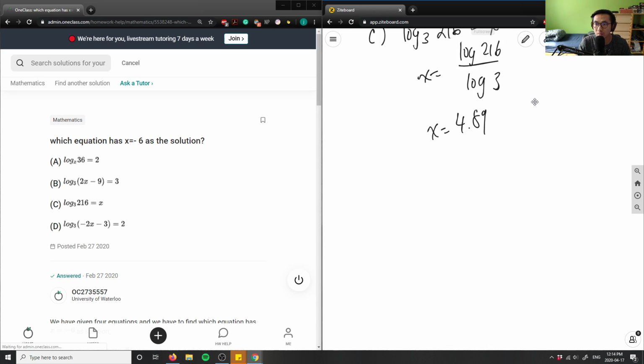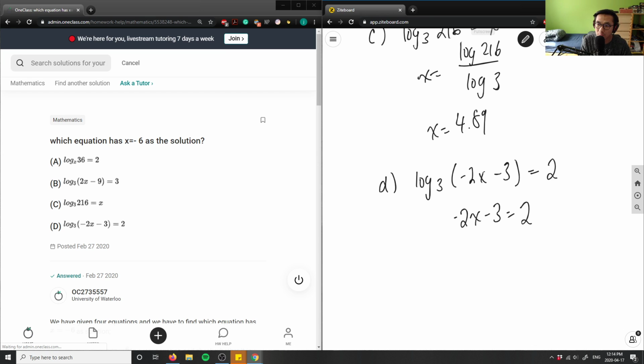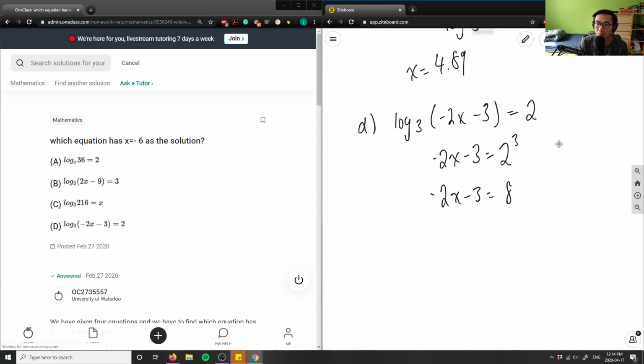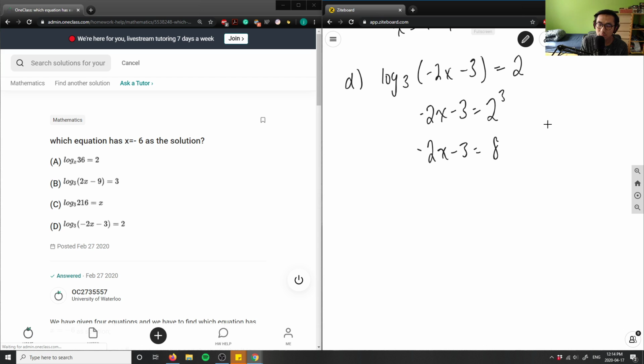So D here, let's see if I have any luck in getting x equals negative 6. It's log base 3 of negative 2x minus 3 equals 2. So what I can do is move log 3 to the other side. If I do that, it's going to be negative 2x minus 3 equals 2 to the power of 3, and 2 to the power of 3 here is 8. And then minus 3 moved to the other side would be plus 3. So I have negative 2x equals 11, so x would equal negative 11 over 2, which means that's not the solution here.